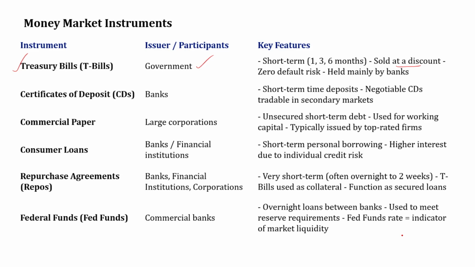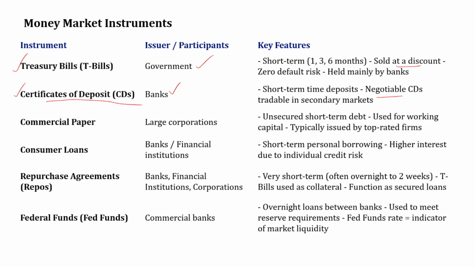Then the second money market instrument is called certificates of deposit, shortly we call them CDs. These are mainly issued by banks. CDs are short-term time deposits with fixed interest rates. Some CDs are negotiable, meaning they can be traded in secondary markets, thus providing liquidity for the holder.